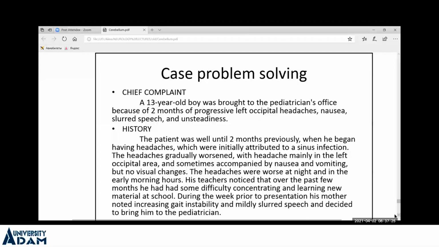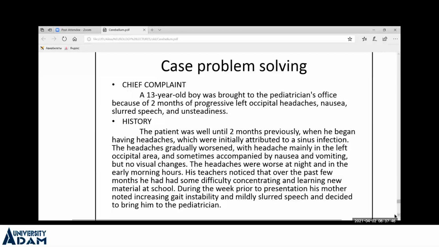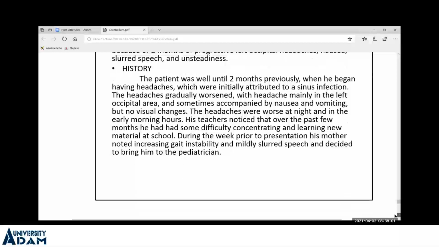Sinusitis. Headaches gradually worsened, mainly in the left occipital area and sometimes accompanied by nausea and vomiting, but no visual changes. Headaches were worse at night and in the early morning hours. His teacher noticed that over the past few months he had some difficulty concentrating and learning new material at school. During the week prior to presentation, his mother noted increasing gait instability and mildly slurred speech and decided to bring him to the pediatrician.